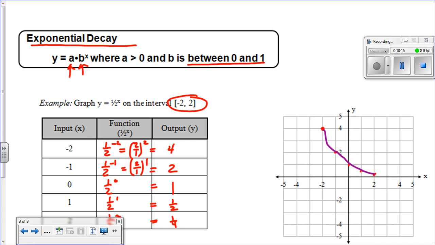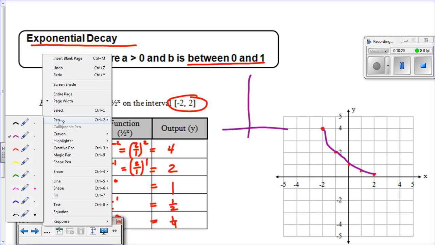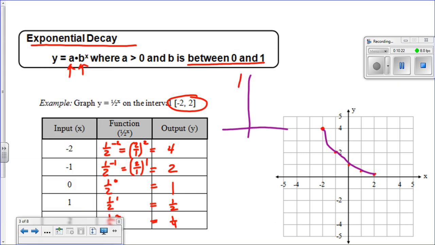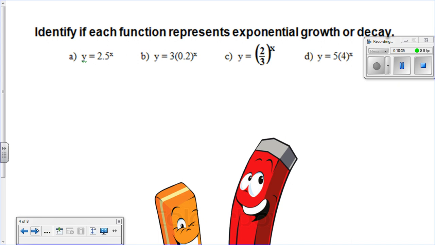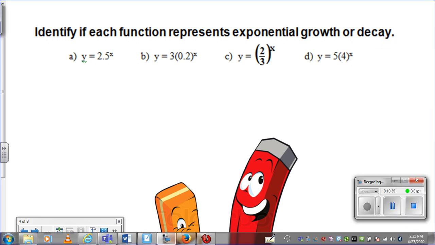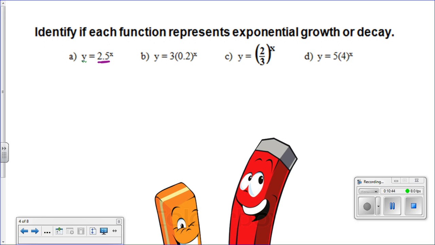So we have something that's decaying or wearing away. And if I were to look at the entire graph, it would look like this, and it would get really close to this axis but never touch zero. So this is a case of something that's actually wearing away, and this one is always decreasing. Now let's see if you can recognize when something is growth versus when it is decay. In this one, my base is actually bigger than 1. Because it's bigger than 1, this would be growth.